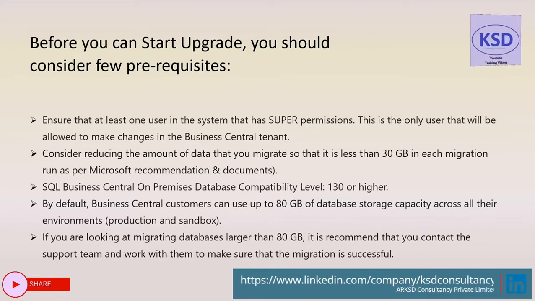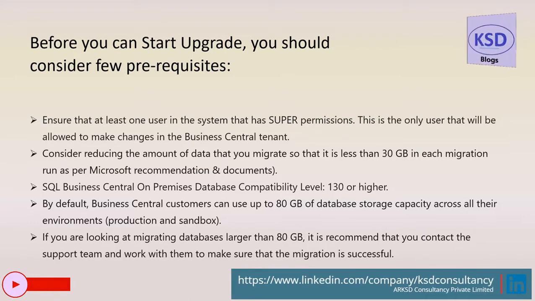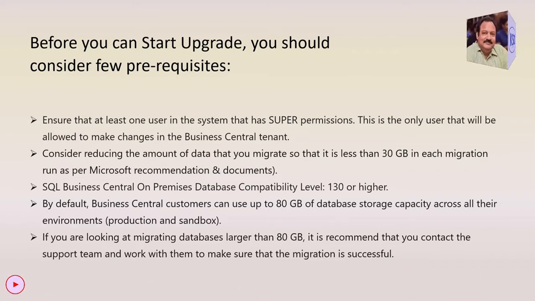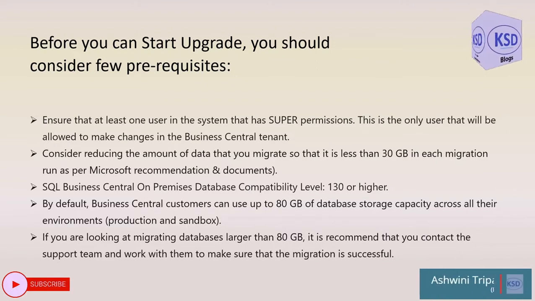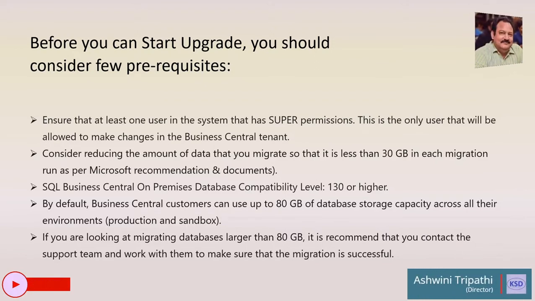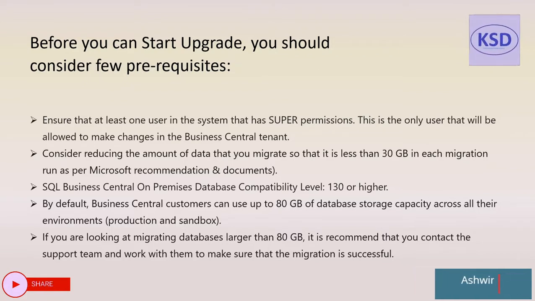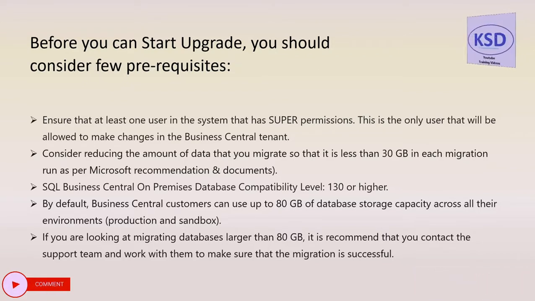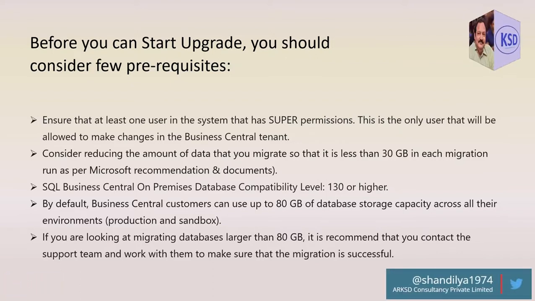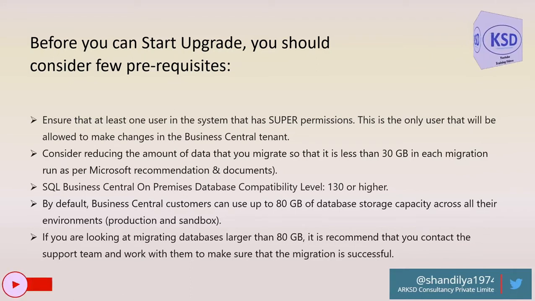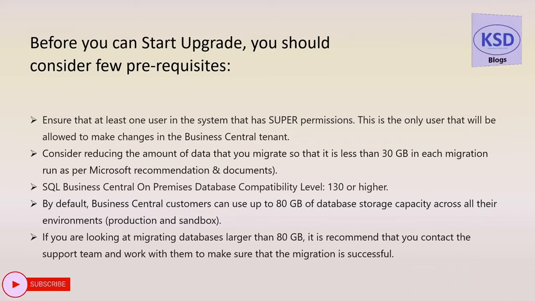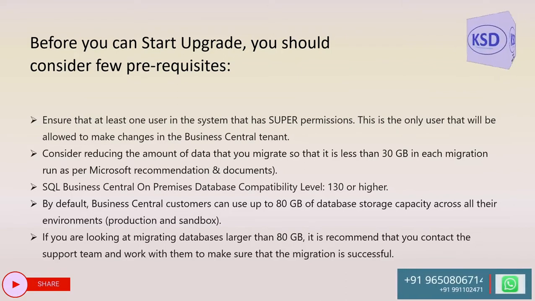If you have multiple companies, some companies may be 50 GB, some may be 40 GB, some may even be 10 GB. So accordingly, you can slice and dice which companies you want to migrate in one go. Like the 50 GB company, you should consider migrating it individually, one by one. That is one thing you need to consider so that your migration never fails and your success rate is higher.